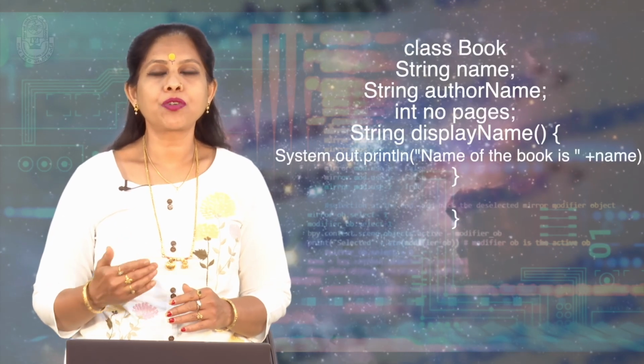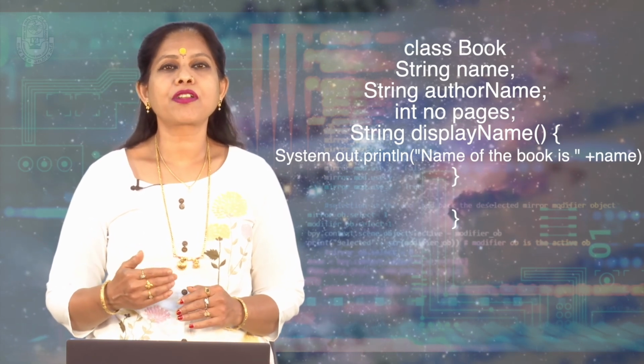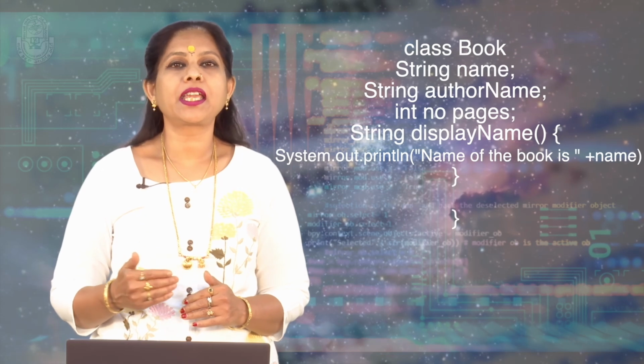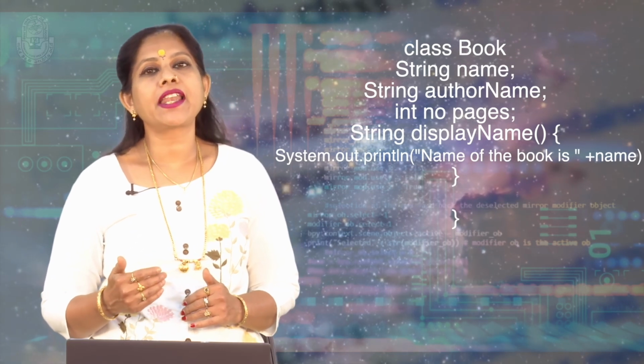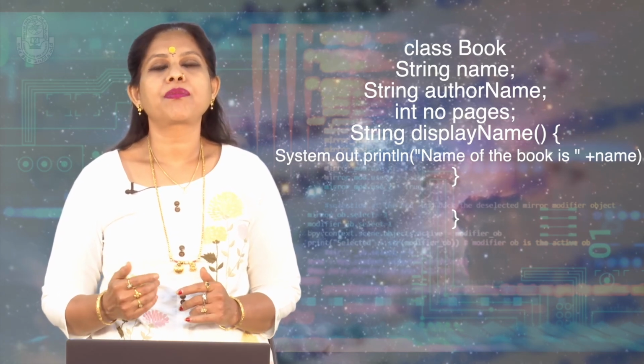Apart from defining an object structure, a class also defines its functional interface, known as methods. For instance, the book can have a method that displays the name of the book. Class Book, String name, String authorName, int numberOfPages, and a display method: System.out.println within the quotes, "Name of the book is" plus name. Close the bracket, semicolon, and close the remaining end brackets.